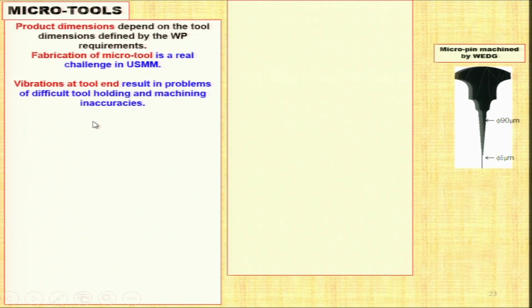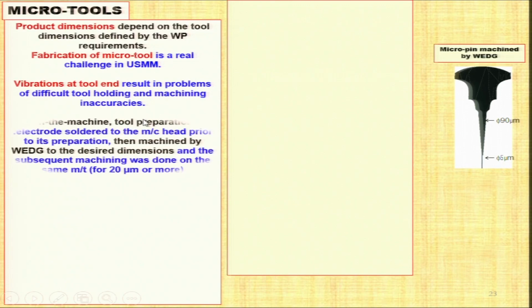Vibrations at the tool end result in problems of difficult tool holding and machining inaccuracies. On the machine, tool preparation: the electrode is soldered to the machine head prior to its preparation. That's what I have told you, same machine, you solder it, then it is machined by wire EDG to the desired dimensions and the subsequent machining is done on the same machine tool. Using the same machine tool is very important for 20 micron or more.